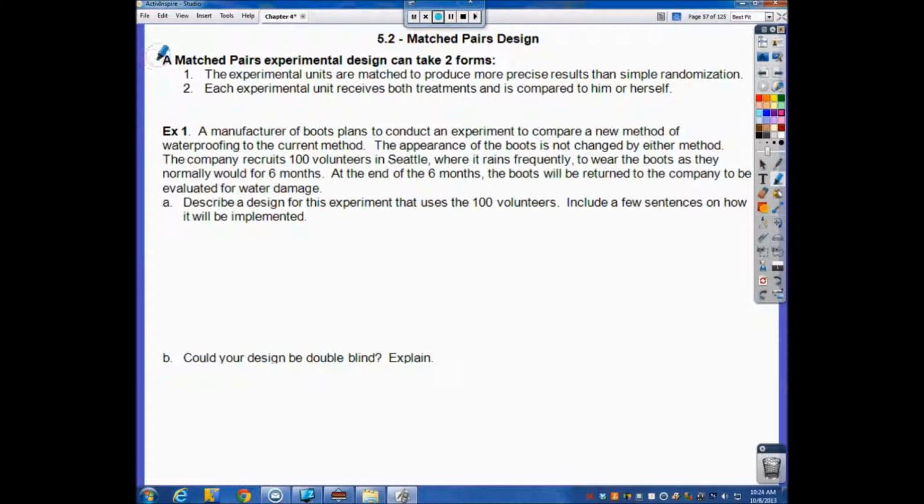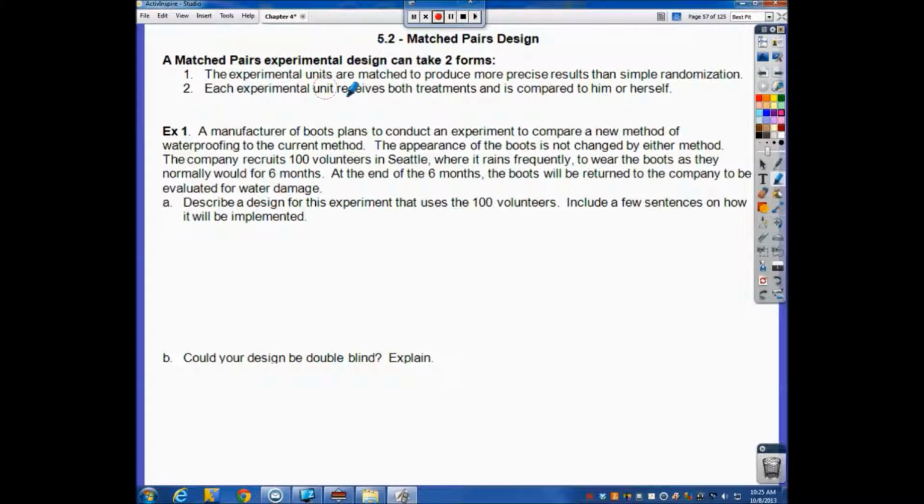So here's our main information right up here at the top. A matched pairs experimental design takes two forms. The experimental units are matched to produce more precise results than simple randomization. Or number two, each experimental unit receives both treatments and is compared to him or herself.